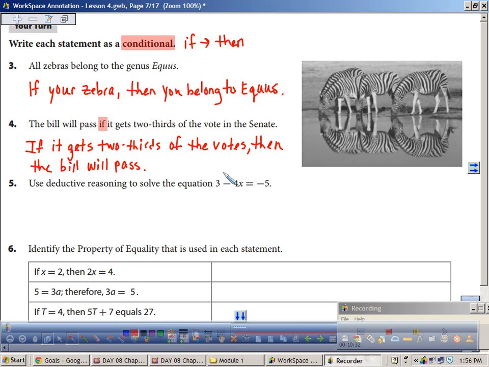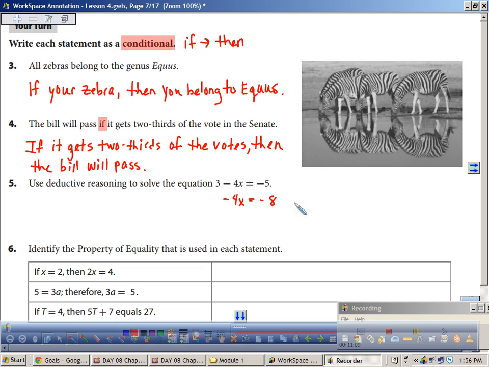Use deductive reasoning to solve the equation 3 minus 4x equals negative 5. So we're going to do the same thing with an algebraic equation. So what would I say next? If 3 minus 4x equals negative 5, what could we do next? What would be the next step? Subtract 3 from both sides. What would I get on this side? Good. Negative 4x equals negative 8.